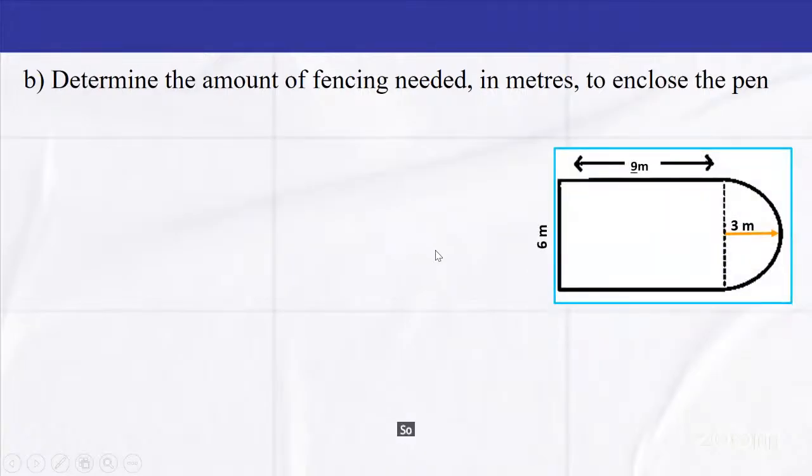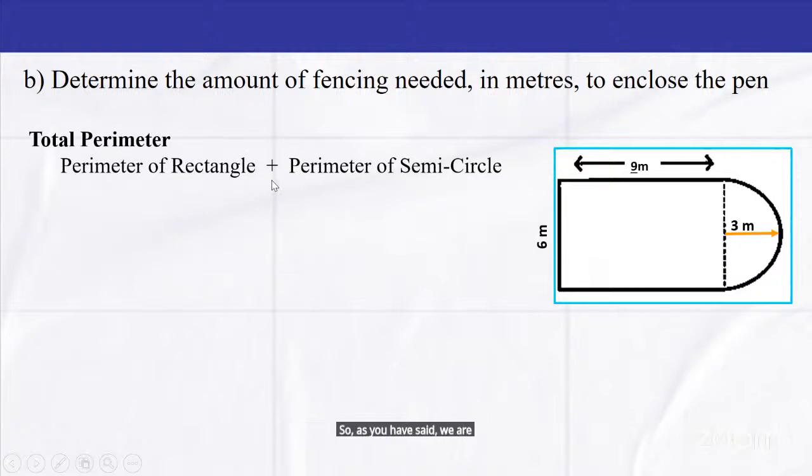All right. Thank you very much, students. So back to our diagram. As you have said, we are finding the perimeter. And we have two shapes again, the rectangle and the semicircle. How do we find the perimeter of this rectangle right here in front of us? Any responses in the chat? We want the perimeter of this rectangle right here.